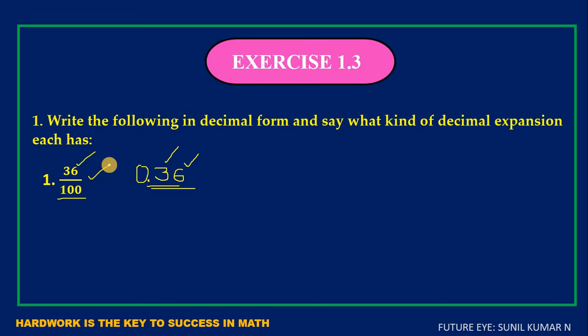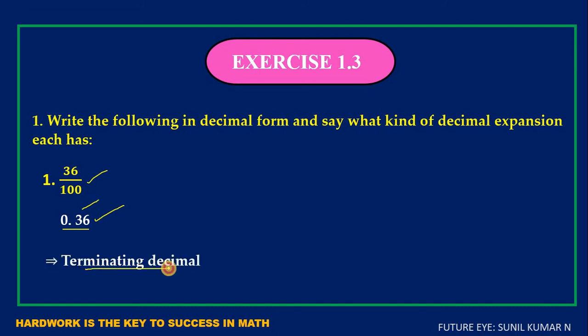And this method you have to follow only when in the denominator you have powers of 10. Children, I repeat again, when you have 10, 100, 1000, 10,000, lakh, 10 lakh, crore, 10 crore, only in this case you have to follow this method. If you have 200, 300 and all, you should not go for this method, children. Now the decimal form of this is 0.36. Now you tell me which kind of decimal it is. Does it have a definite end or not? See, after the decimal point we have only 2 digits. We can count that. Hence it is an example for a terminating decimal.